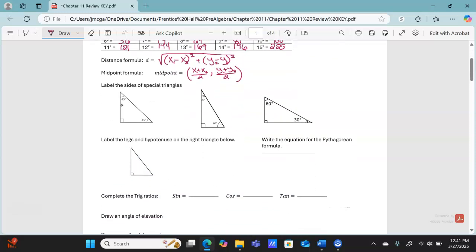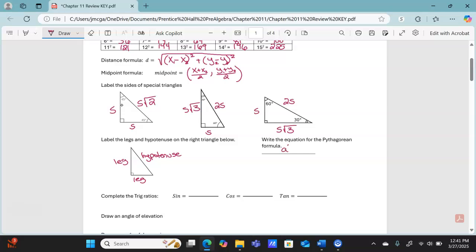Moving on, labeling the special triangles, this would be S, S, and S square root of 2. On the 30, 60, 90, across from the 30 is the S, the hypotenuse is 2S, and this is S square root of 3. Again, across from the 30 is the S, the hypotenuse is 2S, and across from the 60 is S square root of 3. This is a leg, and a hypotenuse. Legs are touching the right angle and they are shorter.